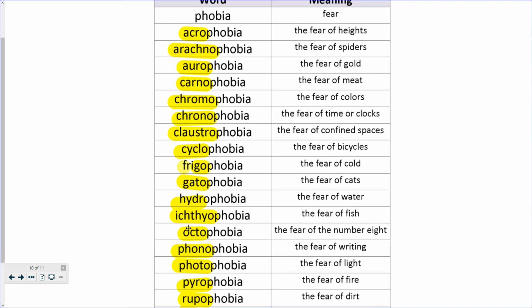Maybe the girl on the soccer team got a jersey with number 8 on it, and started shaking, and then her coach said, "What's wrong?" And she said, "I suffer from octophobia, which is a fear of the number 8."